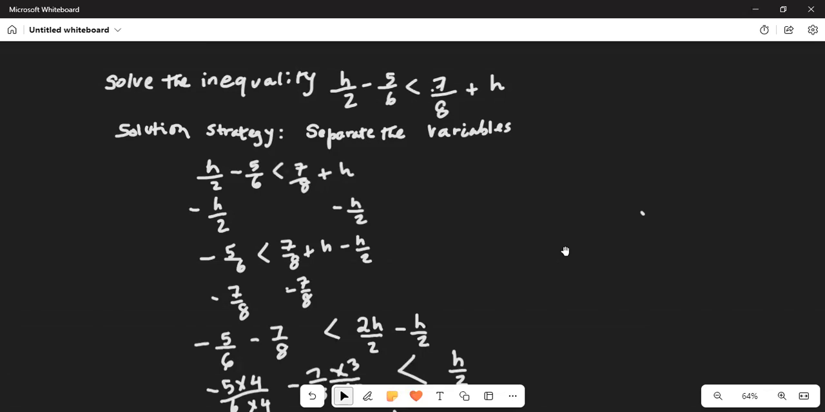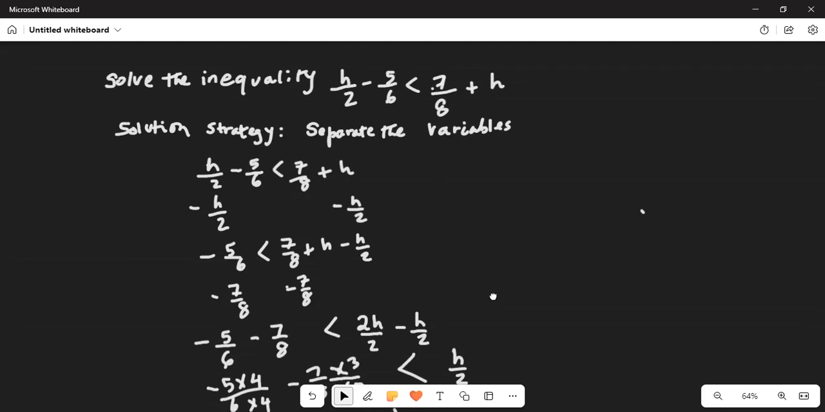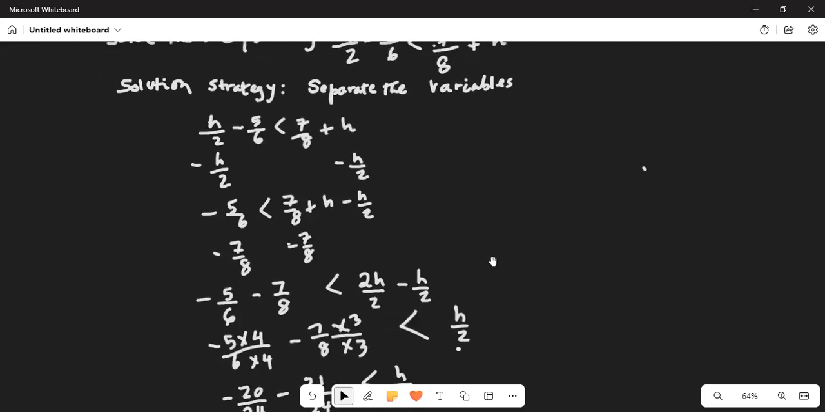So on the left-hand side of the inequality, I have minus 5/6 less than 7/8 plus h minus h/2. Now I want to move the numbers to the left-hand side of the inequality. So I have to remove the 7/8 from the right-hand side by subtracting 7/8 on both sides. So on the left-hand side, I have minus 5/6 minus 7/8. And the 7/8 on the right-hand side cancels out.